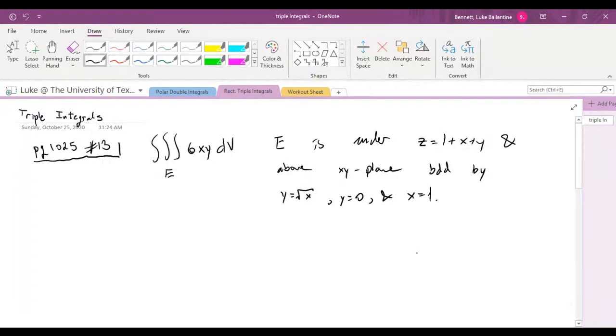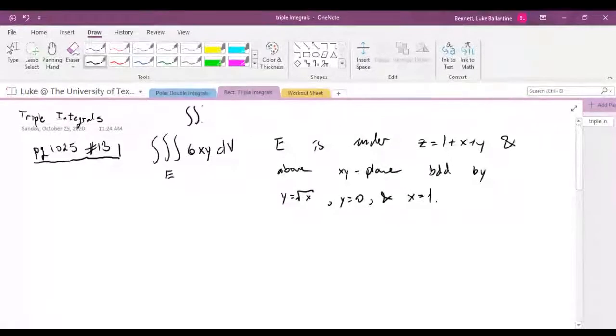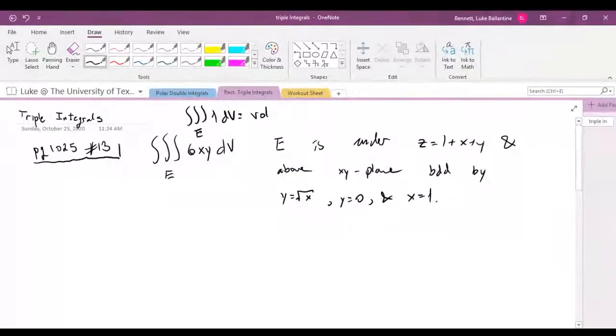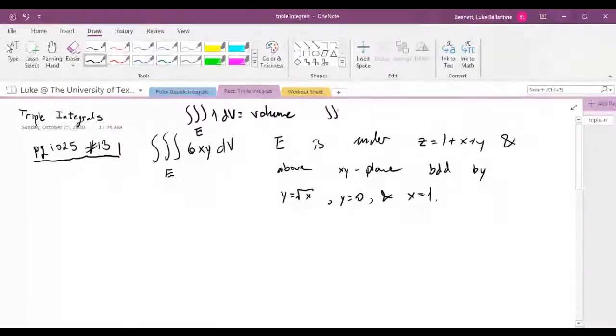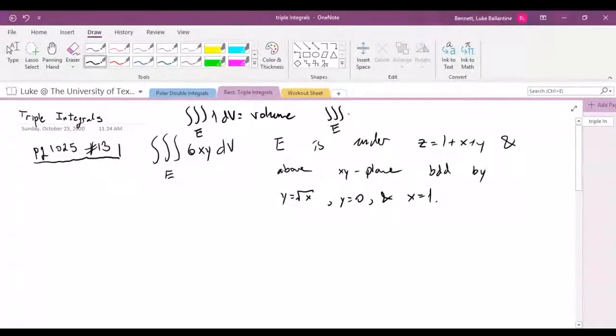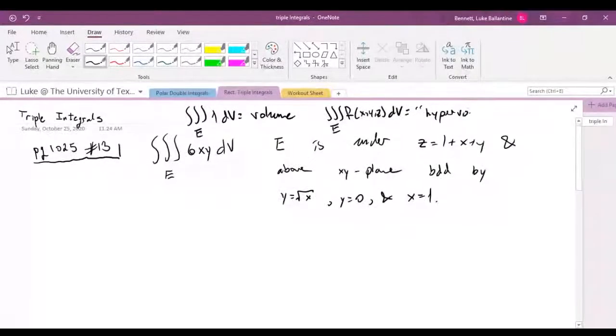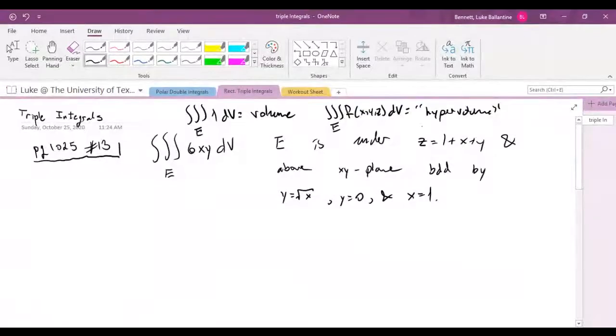So we got rectangular triple integrals. All right, let's just recall what a triple integral does. If we have the triple integral over E of 1 dV, this is equal to volume. The triple integral over E of f of x, y, z dV is equal to a hypervolume. You can also look at this as a mass if f represents density.